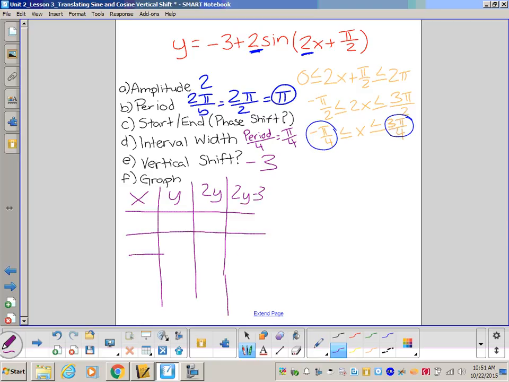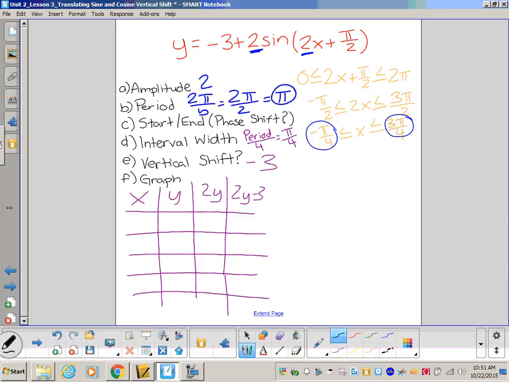It's negative 3 because that's the first thing that comes up there. So I have my first y column that's going to be the original y values for sine, then 2 times y. That's going to handle the amplitude of 2, so I'll multiply the y values by 2. And then 2y minus 3, I'm going to subtract 3 from what I got in this column to handle the vertical shift.